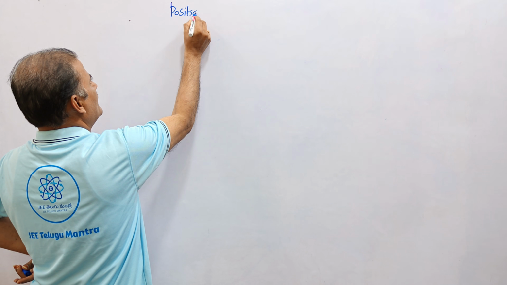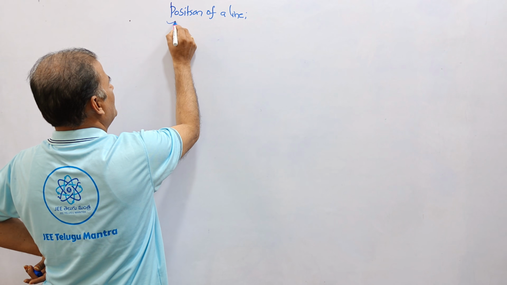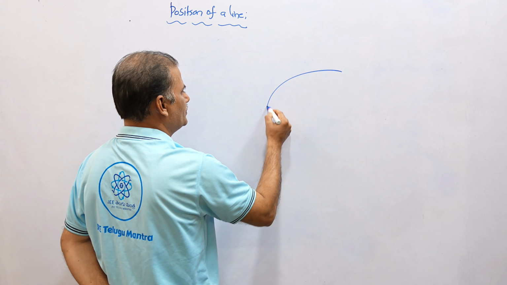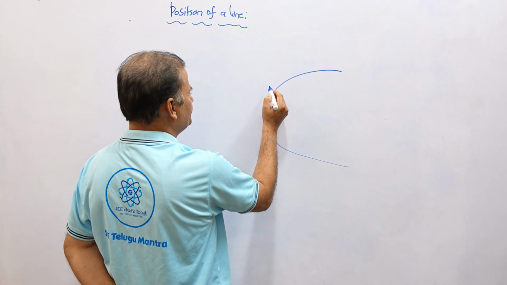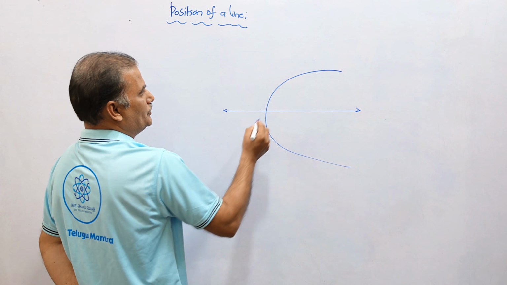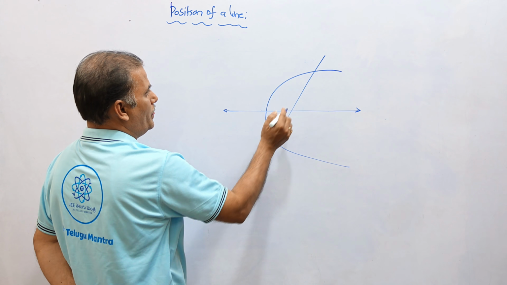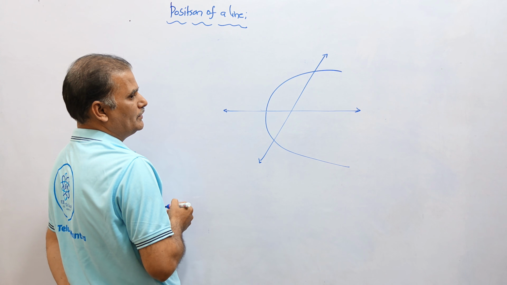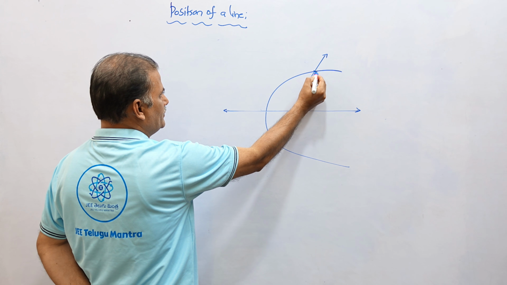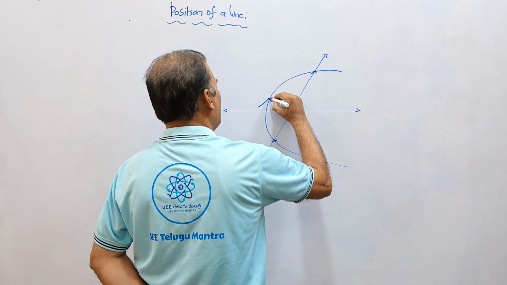Position of a line. This is the parabola. This is the axis. See a line here, I just wrote here, position of the line. This line intersects the parabola at 2 points. Now I draw a line like this.